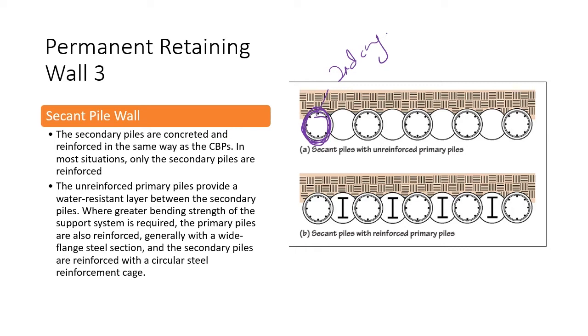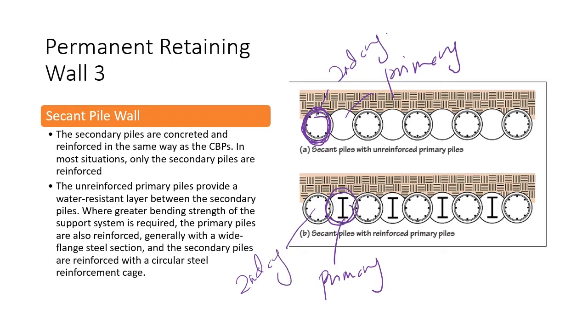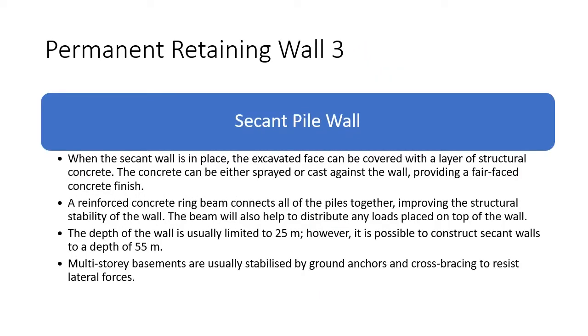Okay, kalau perlu, then there is another method, which is the primary piles are also reinforced. This is the primary, generally with a wide flange steel section. Contohnya kita boleh pakai H piles. And the secondary piles are reinforced with a circular steel reinforcement cage. When the second wall is in place, the excavated face can be covered with a layer of structural concrete. The concrete can either be sprayed or cast against the wall, providing a fair face concrete finish.